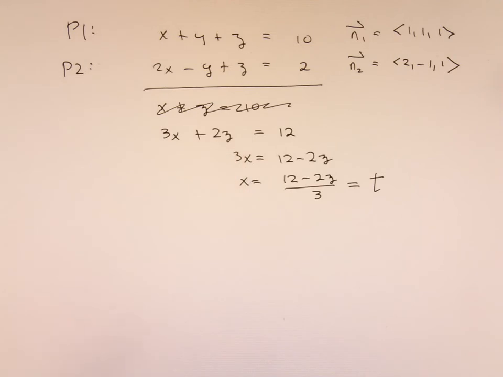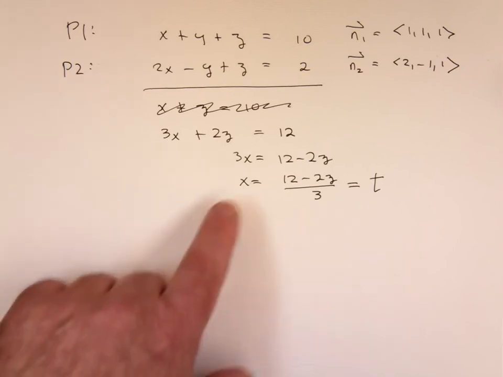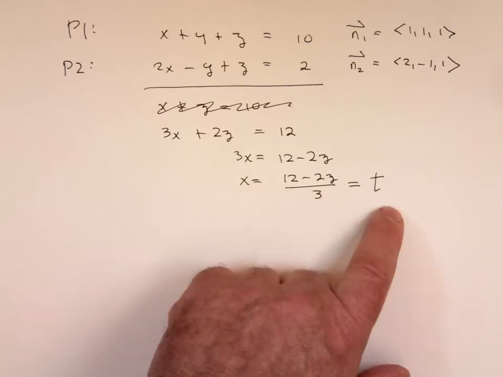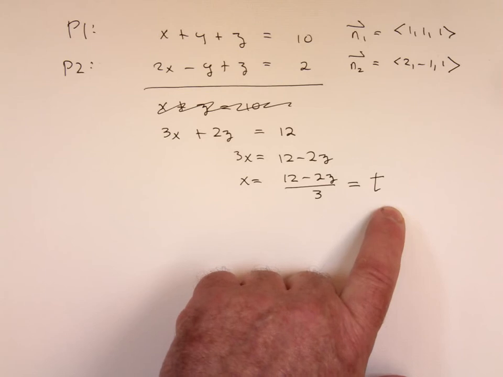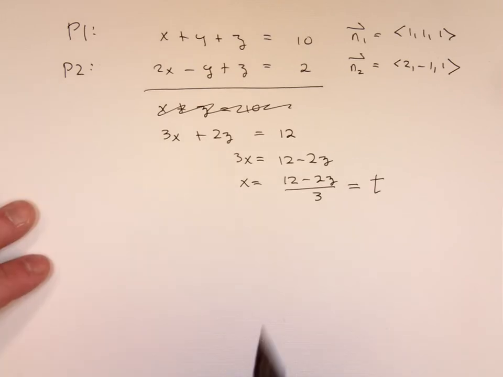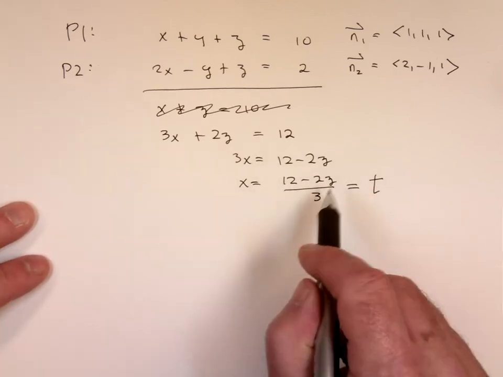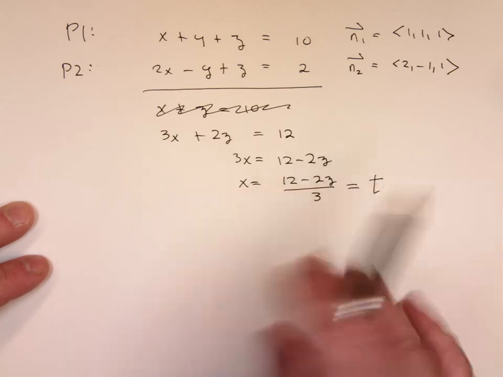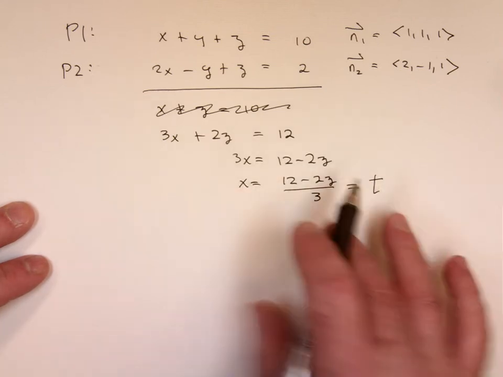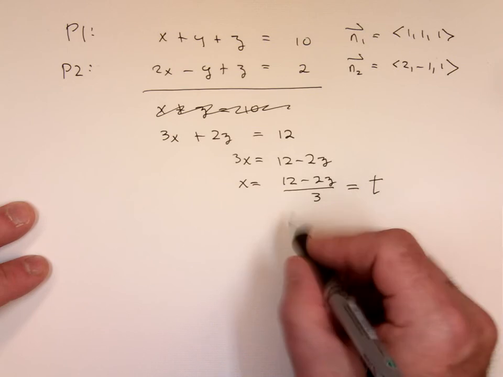But here's what I'm going to do now. If I let x equal t, I solve for z in terms of x. So x equals t, and 12 minus 2z is 3t.